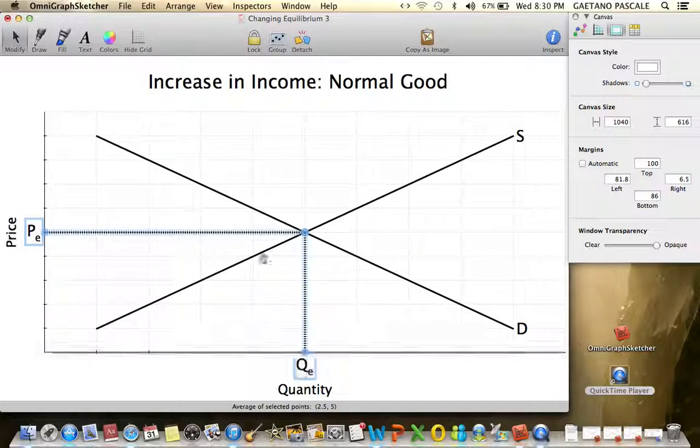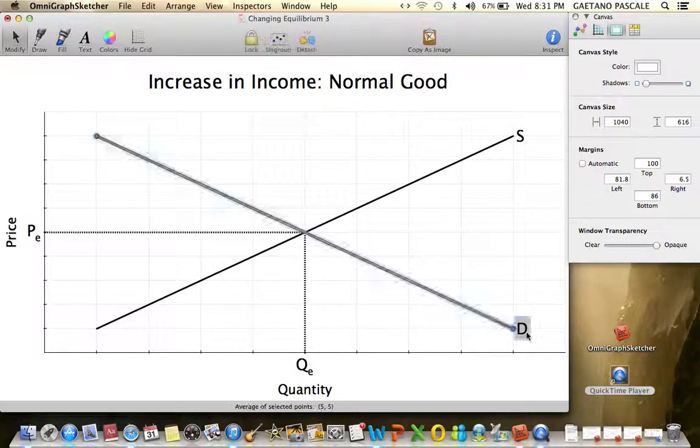The second part of this is which way does it shift? That is something that you have to know. Remember what I told you previously, that a change in income for a normal good has a positive relationship with demand. That means if there's an increase in income and it's a normal good, the demand curve will also increase. So we will see an increase in demand.